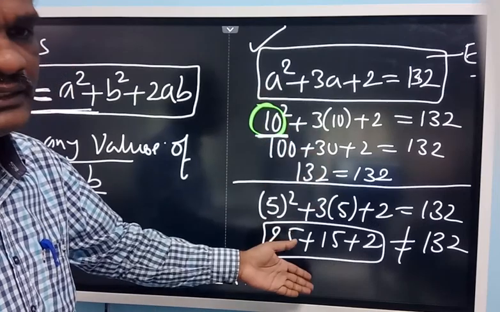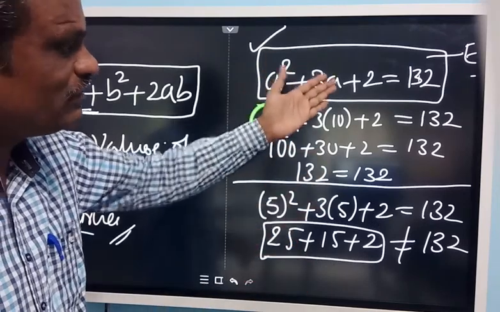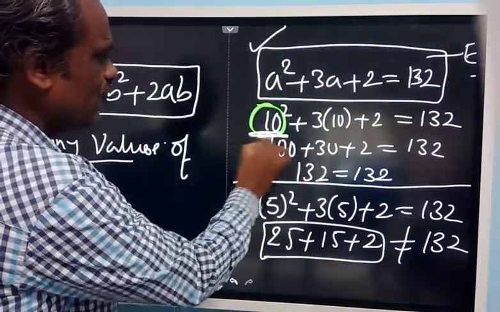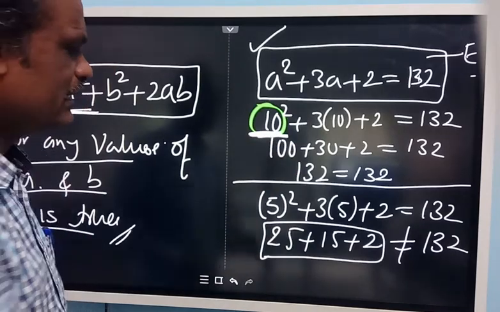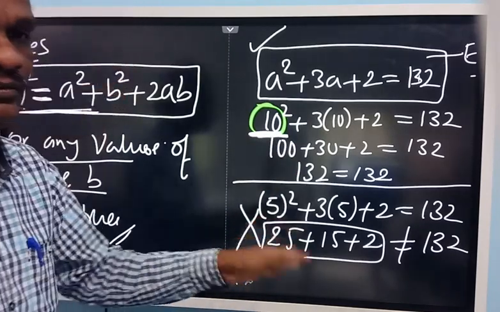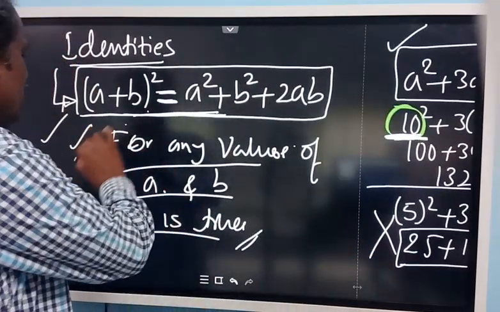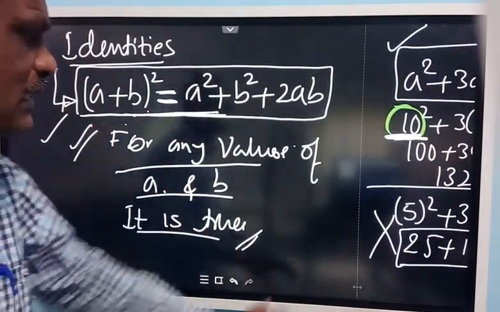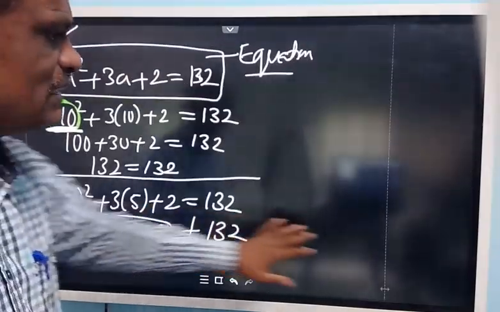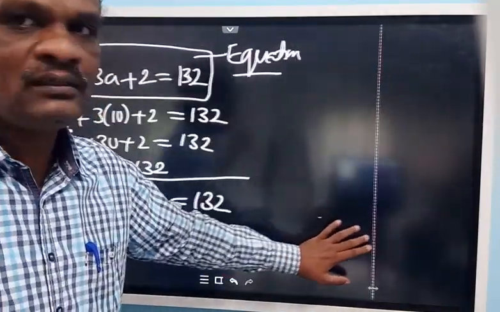This is not an identity. It is an equation only for the value a equal to 10. It is not true for all the values. So such things are called an equation. You understood what is an equation?